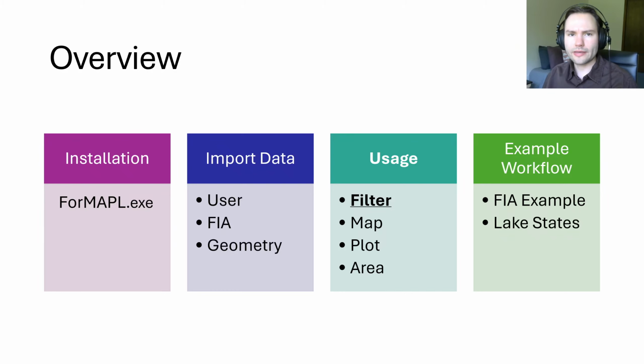In this tutorial we will be going over filtering your data in Formable. This is going to pick up from the last tutorial, which was importing geometry. So following along we'll have our New Hampshire data loaded from FIA as well as our polygons that show the national forest boundaries. Let's go ahead and jump right in.